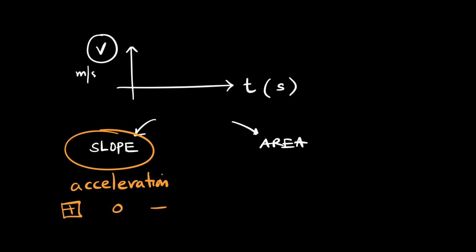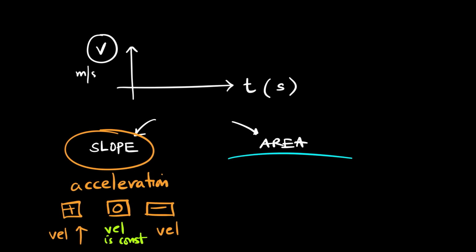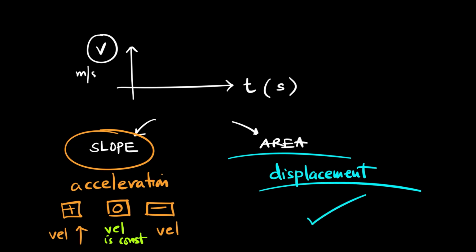If the slope is positive, we will say the velocity will be increasing. If it has a negative slope, velocity is decreasing. If it has a zero value, a zero slope, that means velocity is constant. And what about the area under the graph? That represents displacement. That is the distance with respect to a starting point. That's what the video is all about.